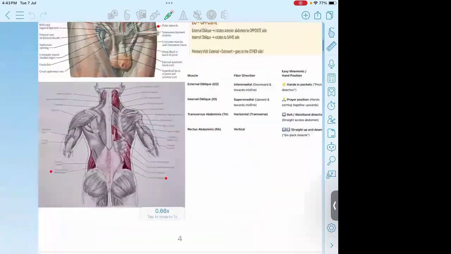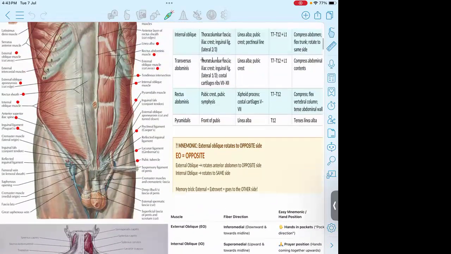Its origin and insertion are like internal oblique: thoracolumbar fascia, iliac crest, inguinal ligament lateral one-third, and costal cartilage of ribs 7 to 12. Okay, and it inserts again into linea alba and pubic crest. You have to remember this. Its nerve supply is the same as internal oblique, and its action is compressing abdominal content. It is compressing our abdominal content.